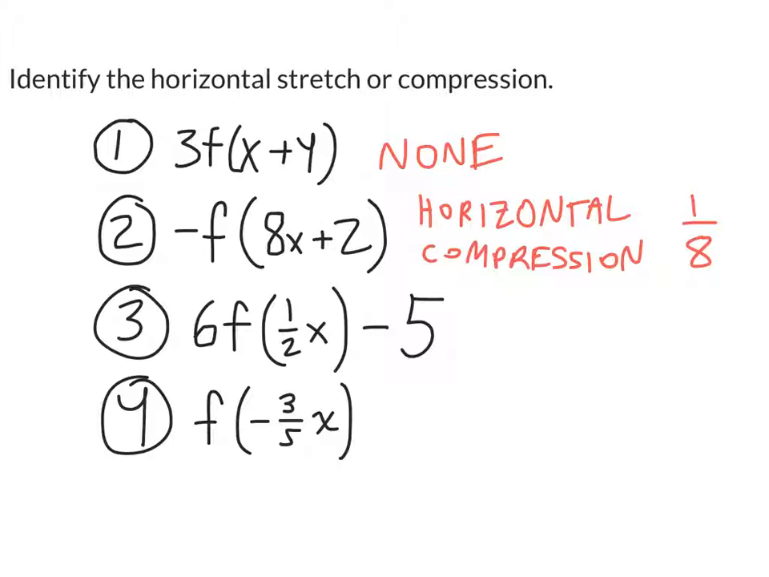For the third one, our b value is 1/2. So we're going to look at the reciprocal, which is 2. So we have a horizontal stretch of 2.